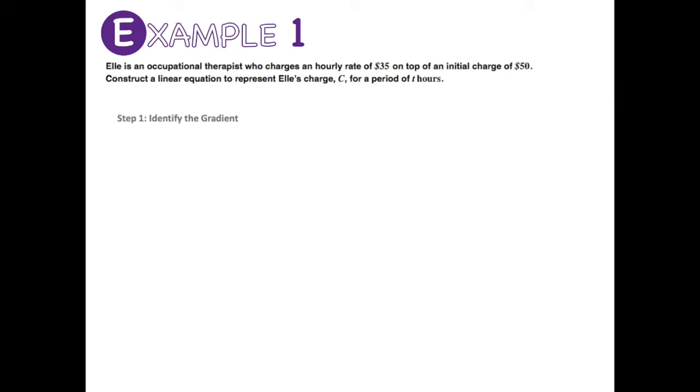So we can proceed with step 1 and identify the gradient. So what is the constant change amount? And that is going to be the hourly rate of $35. So if it's 1 hour, it's $35. If it's 2 hours, it's $70. If it's 3 hours, it's $105. So that is our constant change amount, $35 for every hour. So our gradient is going to equal 35. So therefore, if we were to substitute that into our linear equation, it'll be y equals 35x plus c.